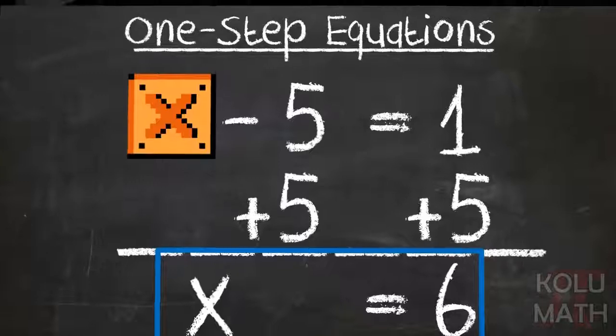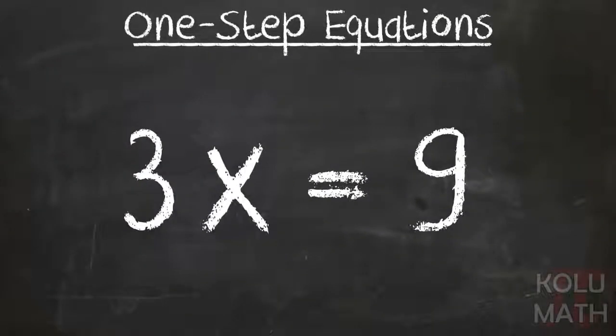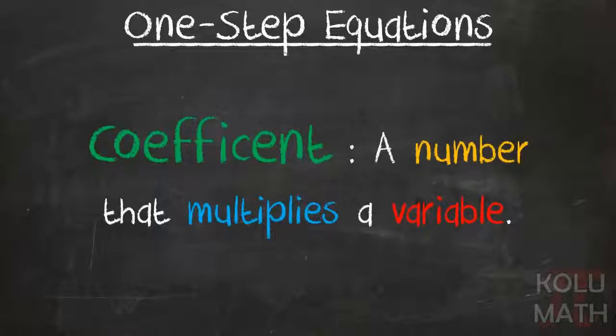All right, let's take a look at another type here. Here we have 3x equals 9. Well, that 3 out in front there, that 3 is what we call a coefficient. And a coefficient is a number that multiplies a variable. So in the case of 3x, the coefficient is 3.